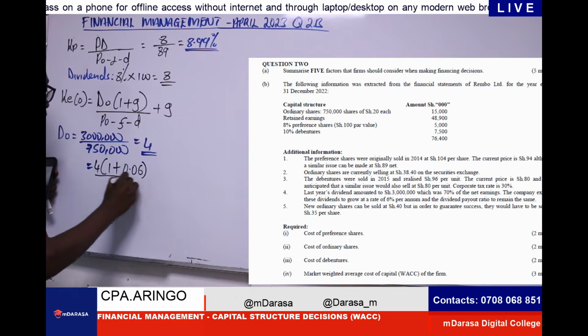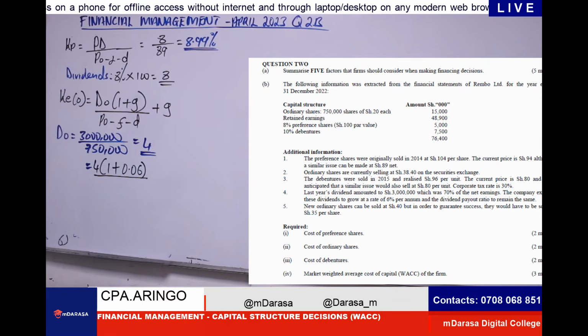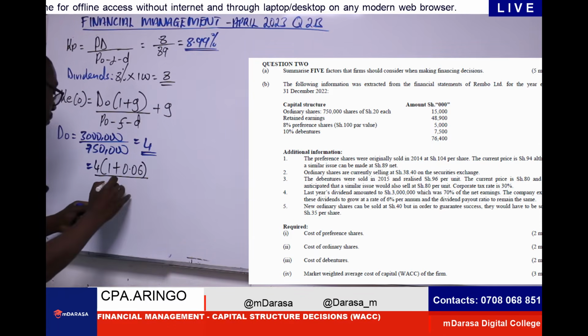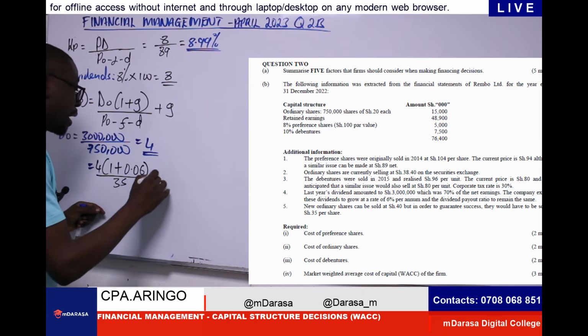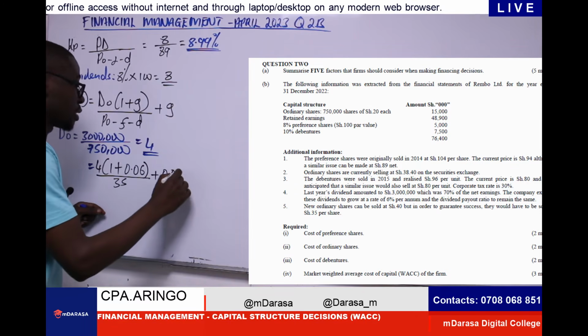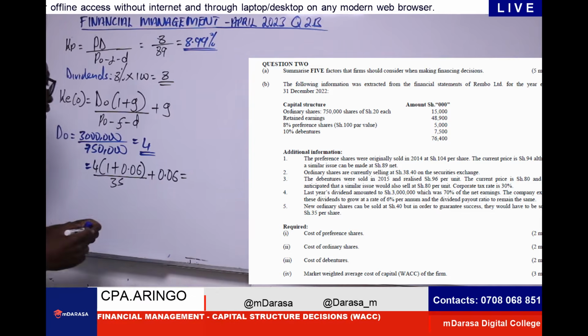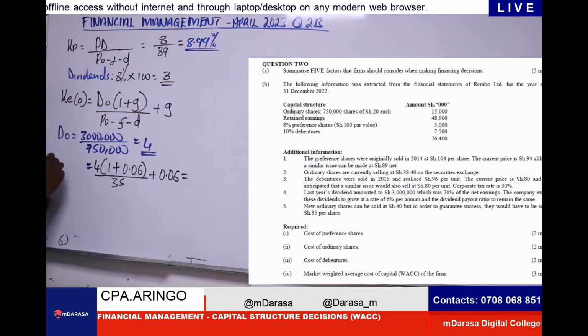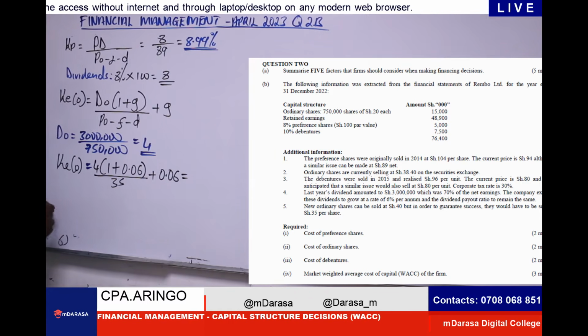We are going to divide all this by the market value of these ordinary shares, which in this case is not 5. We'll be taking whatever they were trading at right now, which was 35. So we take the value of 35. We are going to add our growth rate, which is 0.06, given the fact that we didn't have any flotation cost, or any discount.